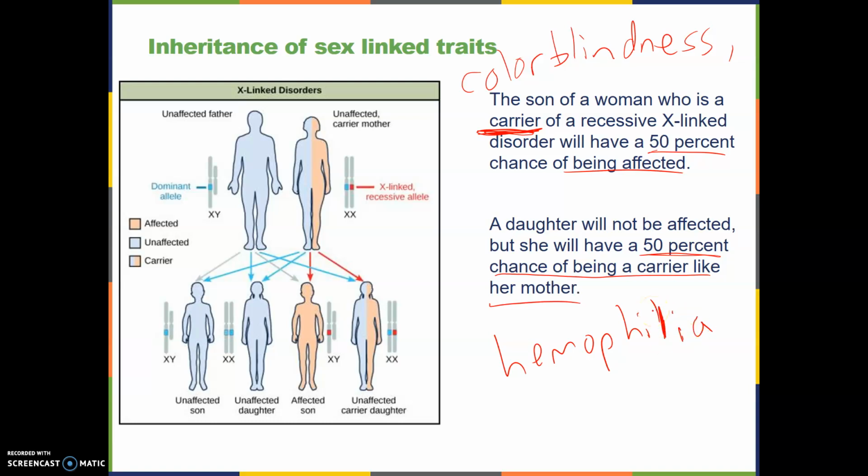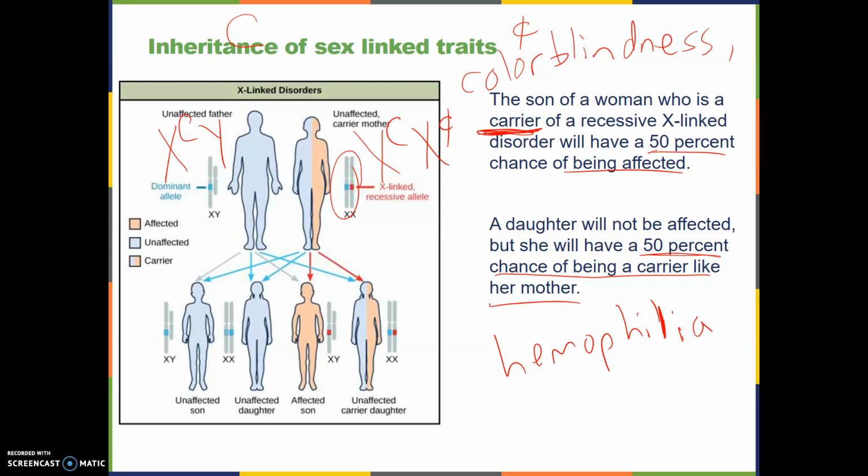So if we say color blindness is X-linked and color blindness is little c, so normal vision would be big C and color blindness would be little c. Okay, so if the father is unaffected, then he's going to be X big C, Y. If the mother is a carrier, she's going to be X big C, X little c. They've shown it here on chromosomes, but I thought it would help you to be able to write out the genotypes.